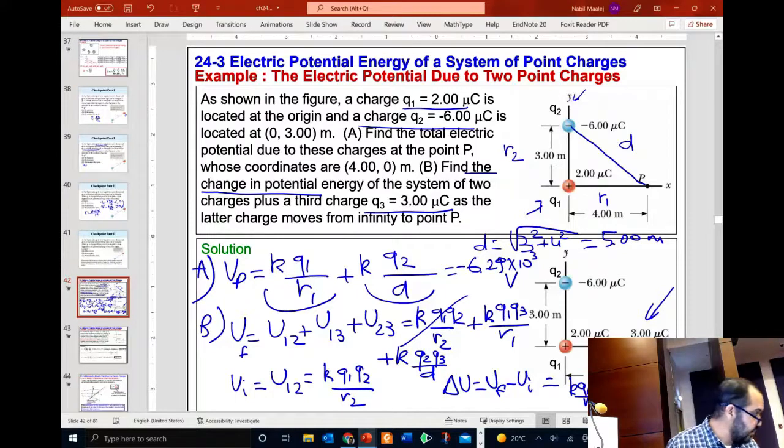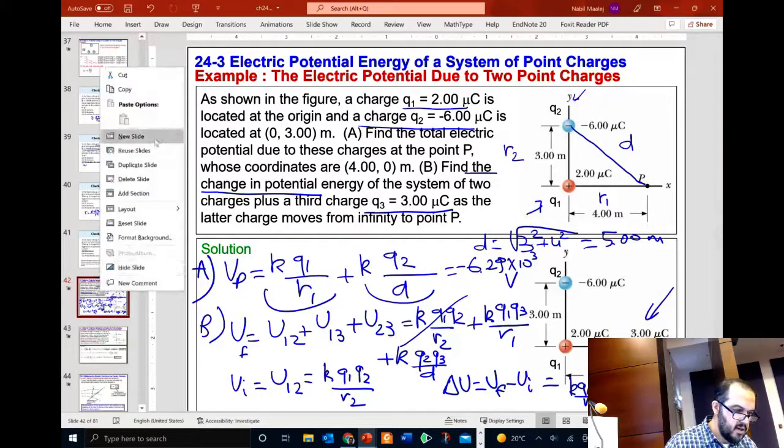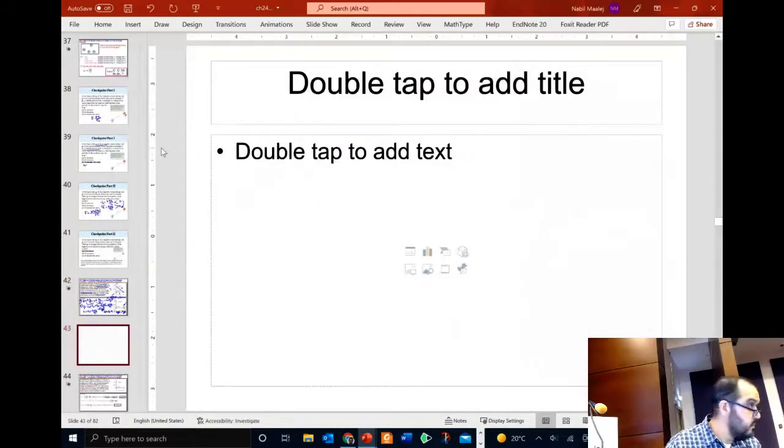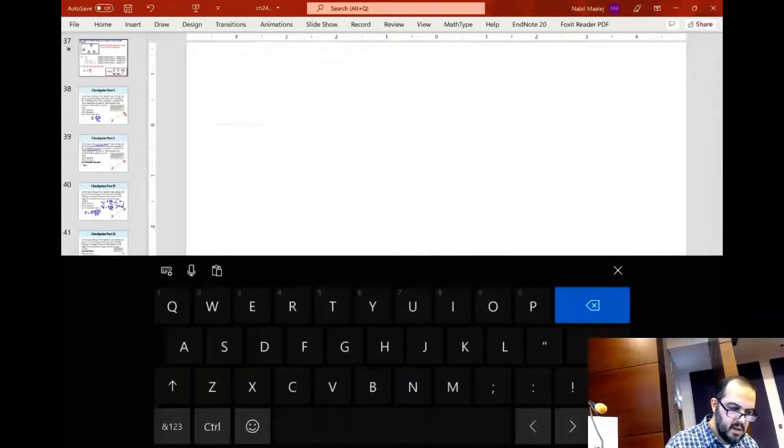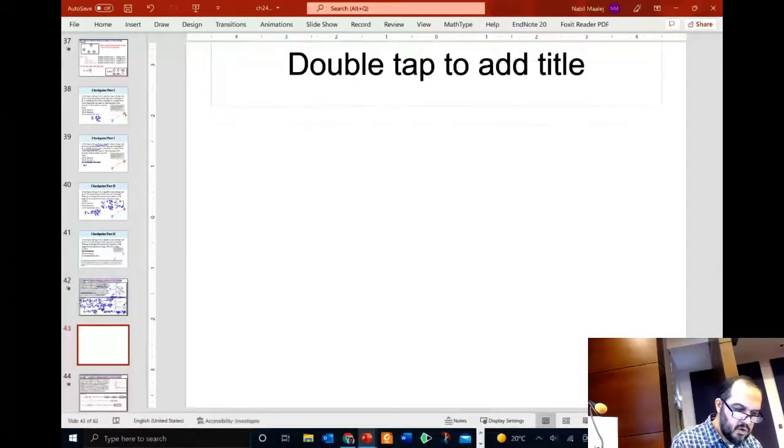A different way of doing this, I can just determine how much work is done to bring the third charge from infinity to this location. So I can do the following. So let me add a slide. Okay. So we had charges Q1, Q2, and we brought Q3.